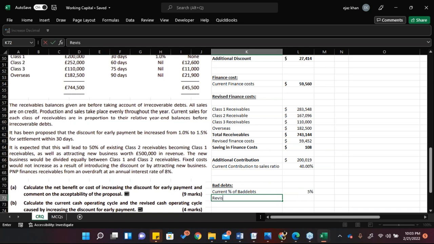So revised bad debts will be 5% of class 2 receivables, right? And the class 2 receivable figure will now be 167096. That's the revised class 2 receivable figure. So the revised bad debts will be 8354. It was 12,600 earlier on, and now it will be 8354. So saving in bad debts will be 12,600.